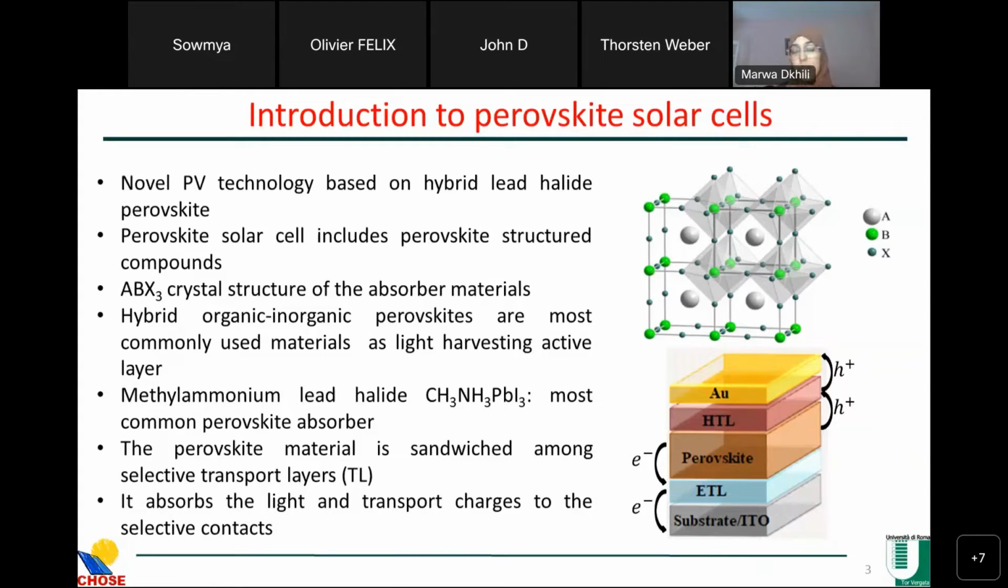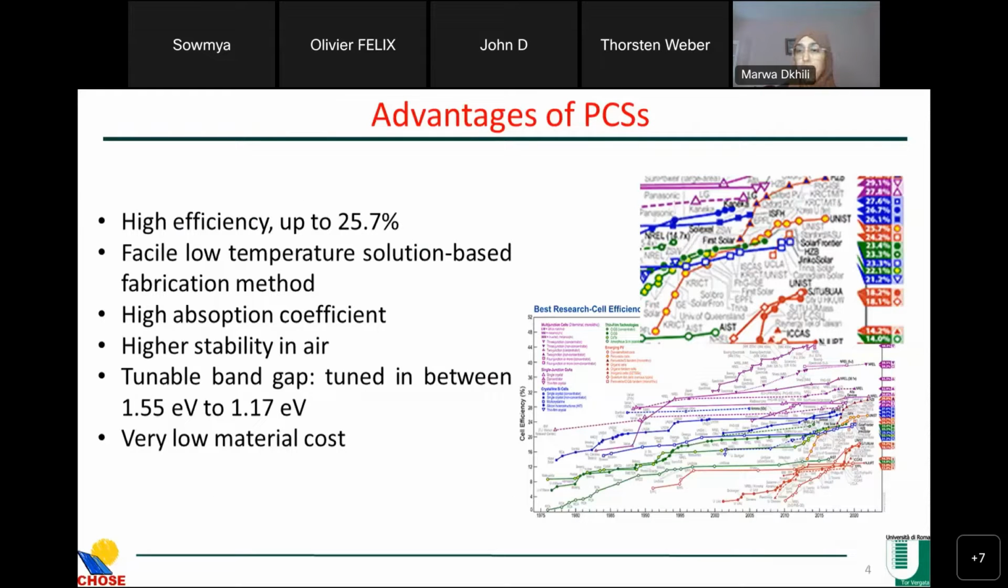Obviously, this cell provides us some advantages, which are the following. High efficiency, up to 25.7%. We can see here a fast rise in efficiency since its appearance in 2009 with an efficiency of 3.8%. Fast, low temperature, solution-based fabrication method. So we can do sintering at low temperature, below 100 degrees.